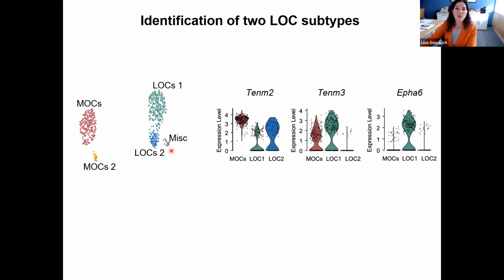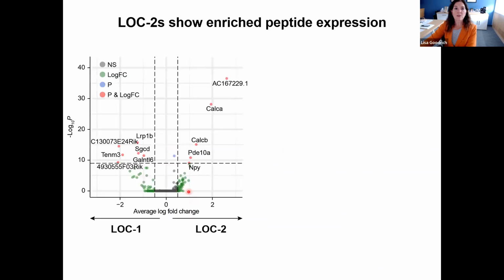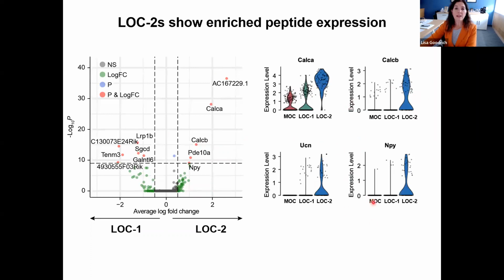To figure this out, Michelle compared what's different between the LOC1s and LOC2s. It's shown here in a volcano plot, where genes that are more highly expressed in LOC2s are on the right-hand side, and those more highly expressed in LOC1s are on the left-hand side. What jumped out to Michelle was that the genes enriched in the LOC2s tended to be neuropeptides. This is shown again as violin plots here. For example, the LOC2s uniquely express urocortin and neuropeptide Y, and they have the highest levels of CGRP 1 and 2, so CalCA and CalCB.